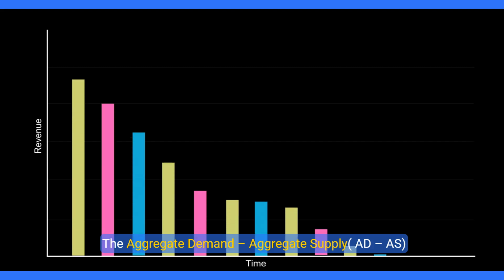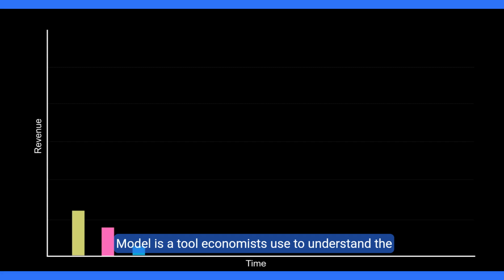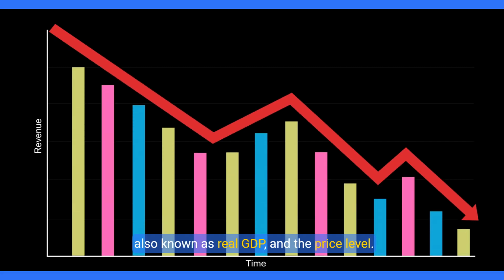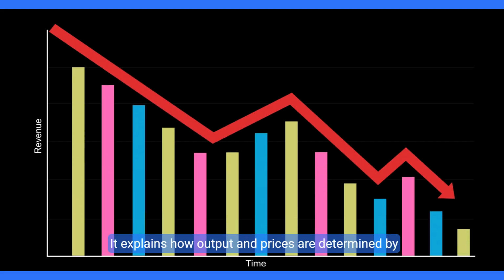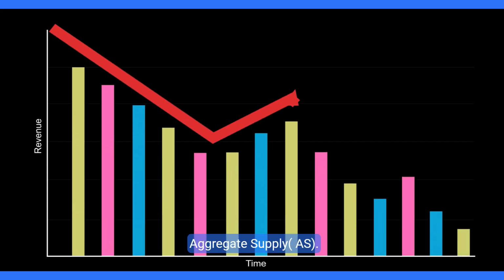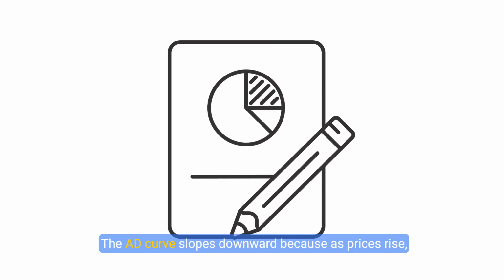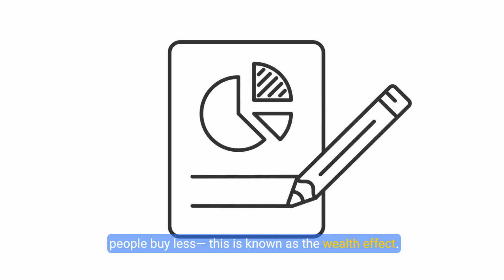The Aggregate Demand, Aggregate Supply (ADAS) model is a tool economists use to understand the relationship between an economy's total output, also known as real GDP, and the price level. It explains how output and prices are determined by the interaction of aggregate demand, AD, and aggregate supply, AS. The AD curve slopes downward because as prices rise, people buy less. This is known as the wealth effect.